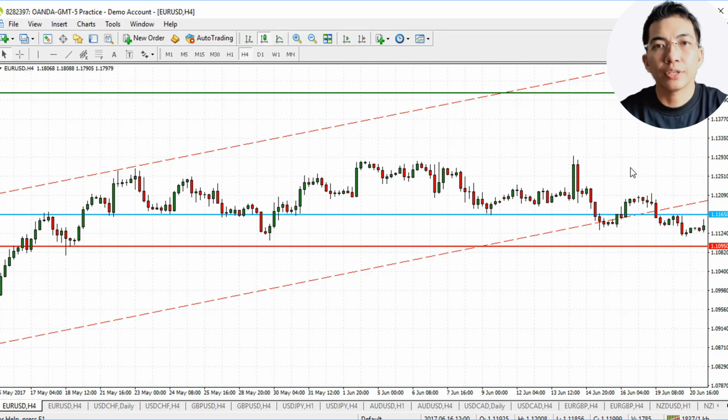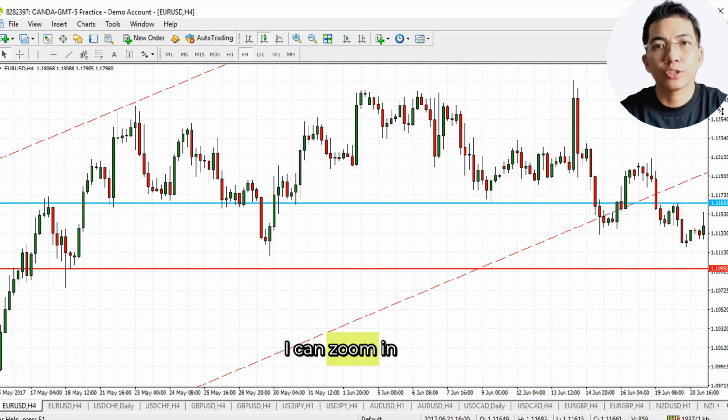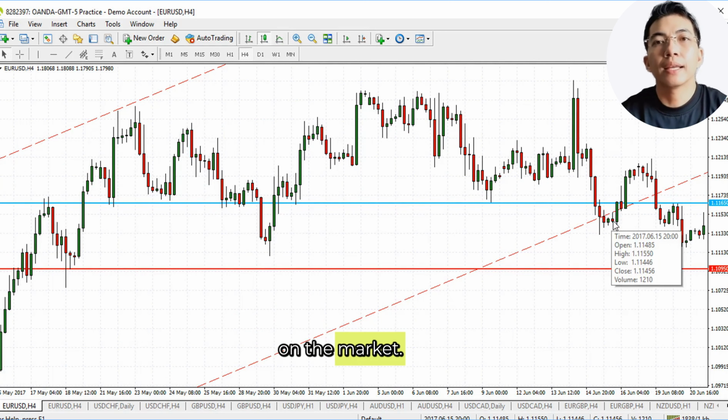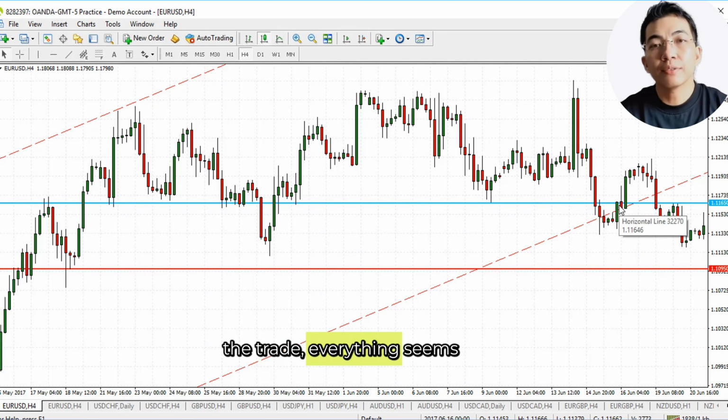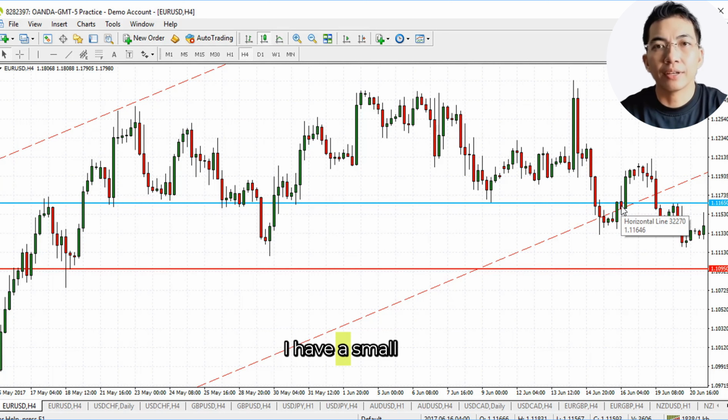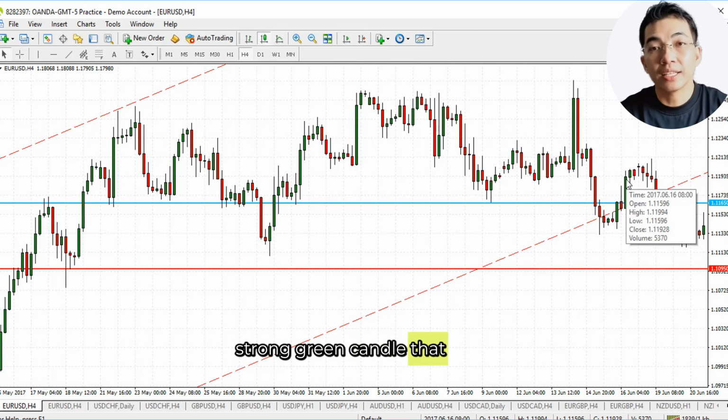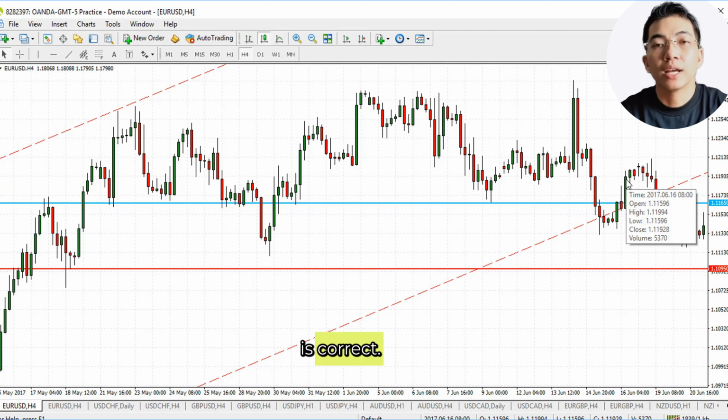So let's check how this trade was going. I go back to my normal chart so we can better analyze the candlesticks. I can zoom in maybe. No, actually I think it is fine like this, otherwise we will lose the view of the big picture on the market. At the beginning of the trade everything seems fine. I have a small red candle after the bullish engulfing pattern, but then I have a strong green candle that confirms that my trade is correct.